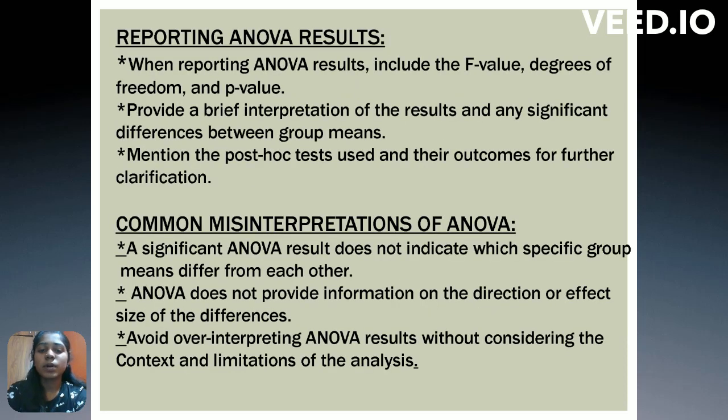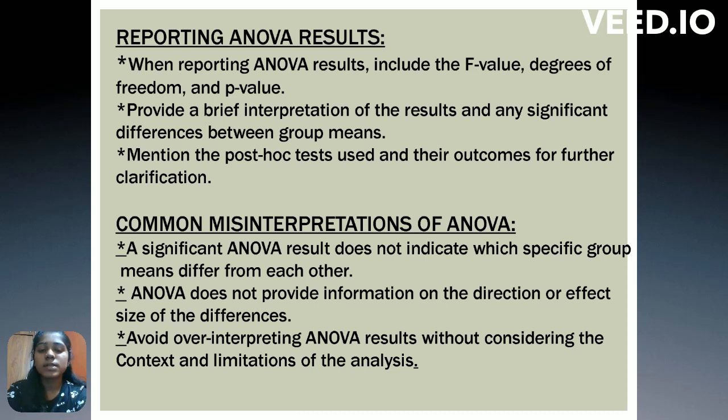Then it is reporting ANOVA results. That is, when reporting ANOVA results include the F value, degrees of freedom, and p-value. Then provide a brief interpretation of the result and any significant differences between group means. Then mention the post hoc test used and their outcomes for further clarification.